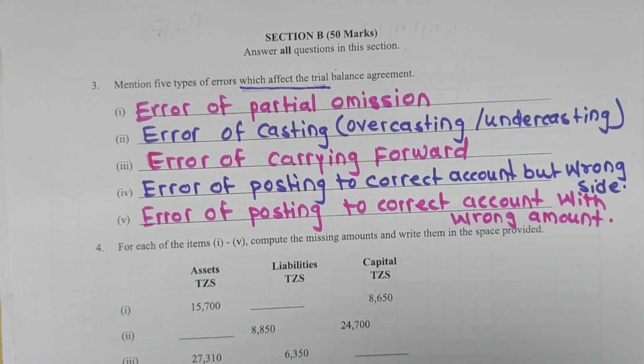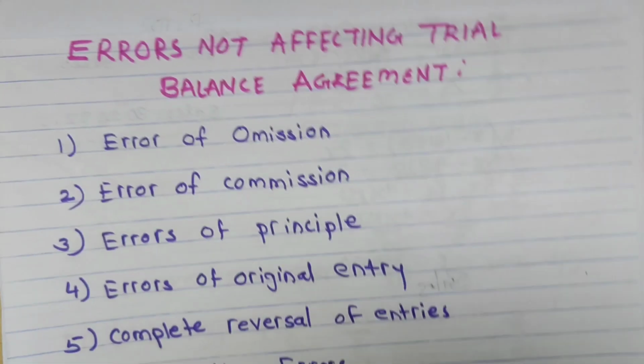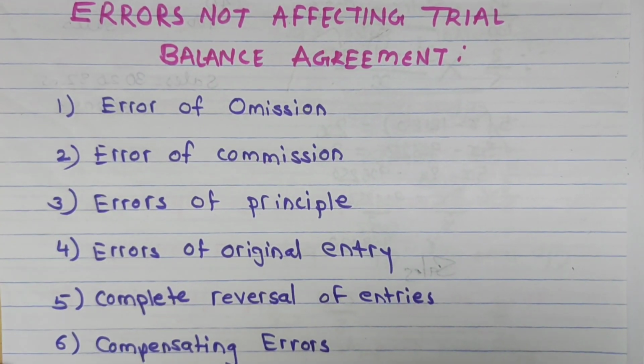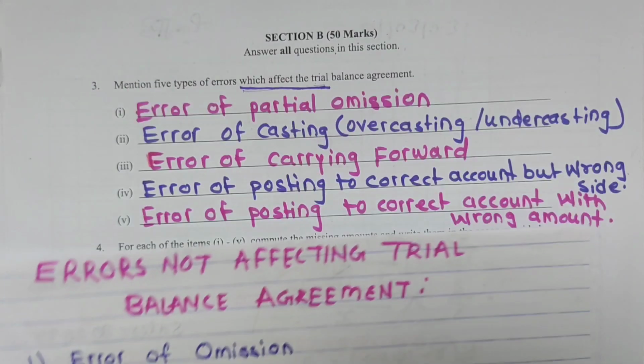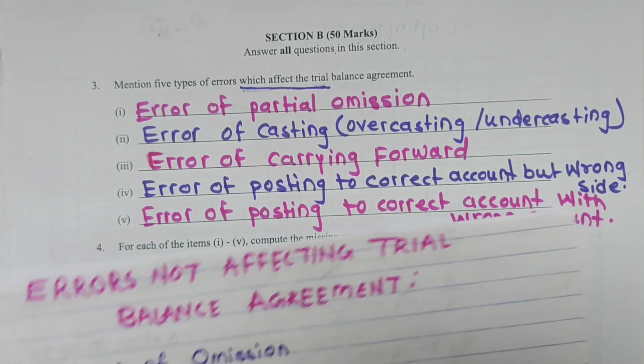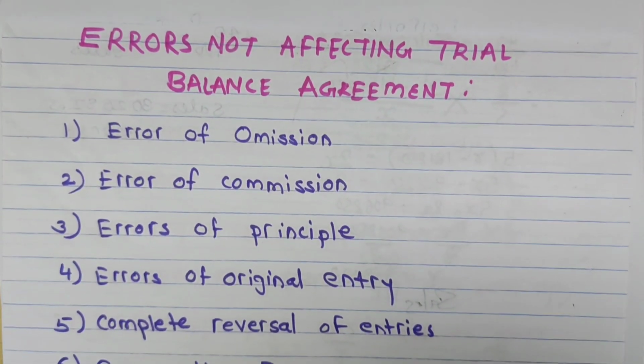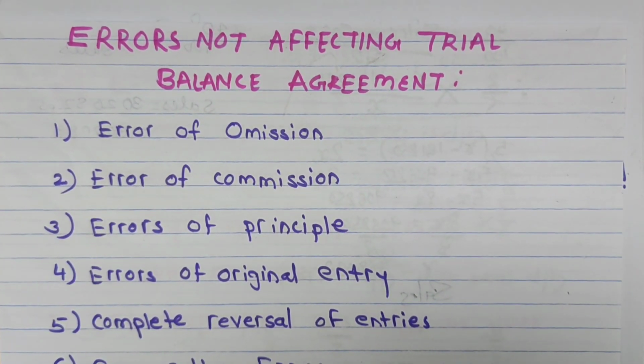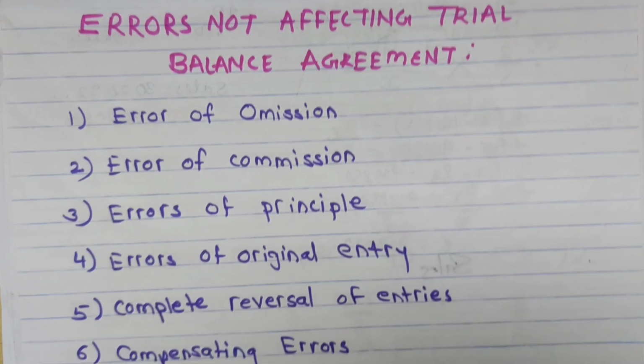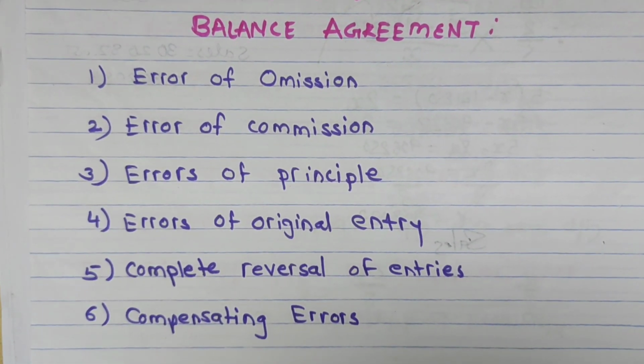Now students, here we can also revise the errors which are not affecting the trial balance agreement. So this question can come as errors which affect the trial balance agreement or errors which do not affect it. There are also errors which are not affecting the trial balance agreement, means which are not disclosed by the trial balance. They are error of omission, error of commission, error of principle, error of original entry, complete reversal of entries, and compensating errors.